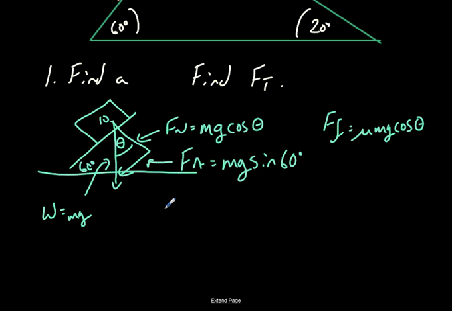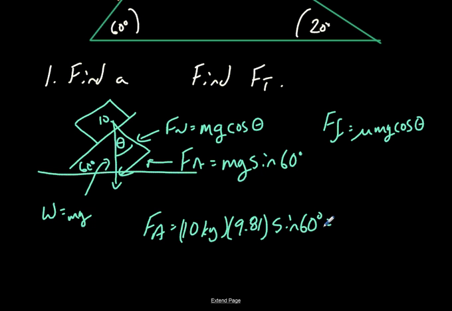All right, let's collect some numbers here. So mass we said was 10 kgs, g 9.81, sine of 60 degrees, and this will be acting towards the left. So we'll just round that to 85. 85 newtons, and that is to the left. Okay, and then FF.